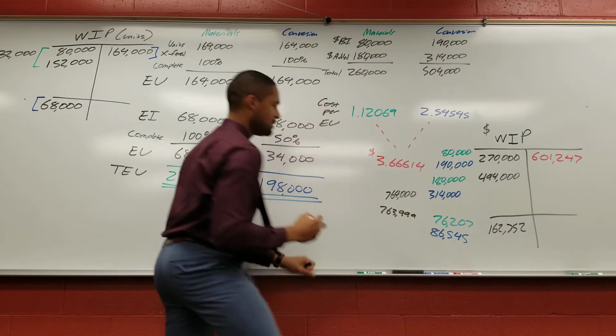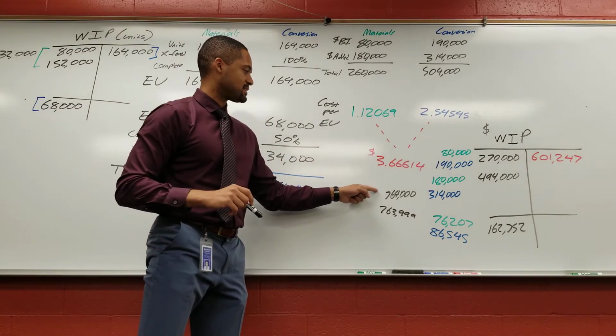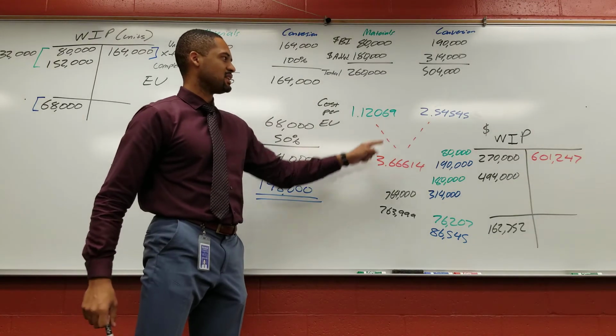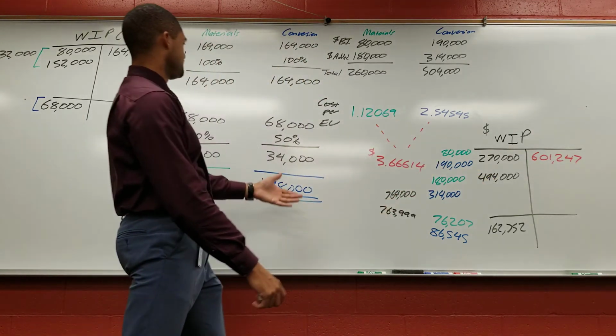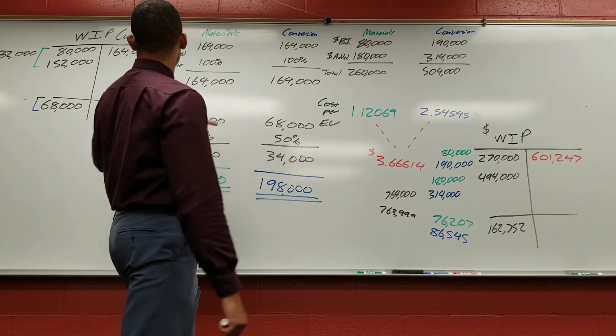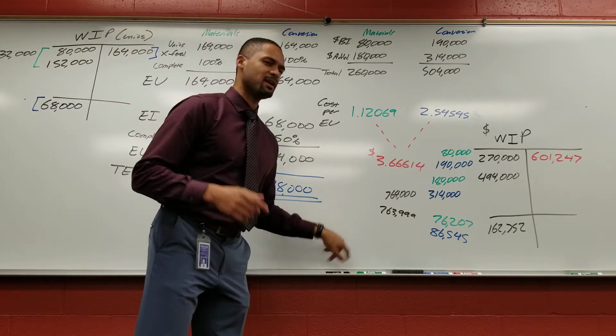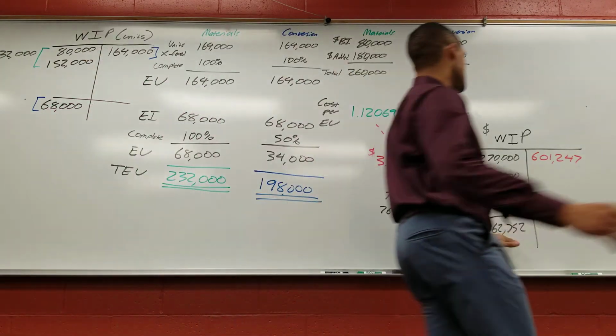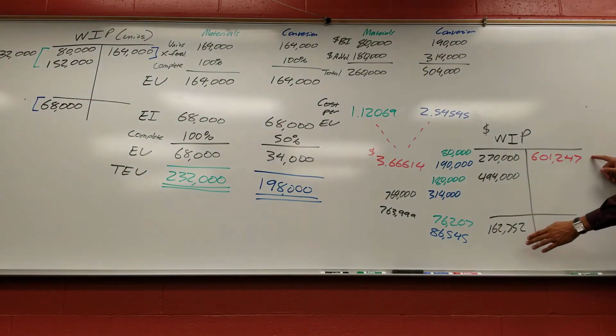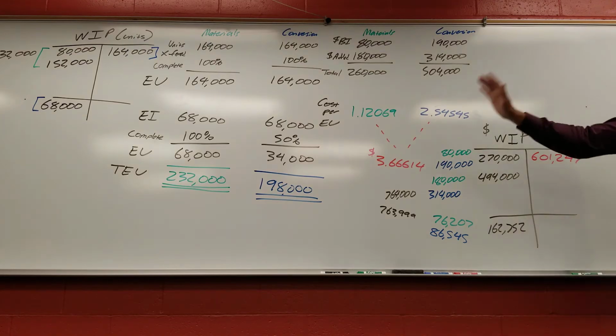763,999. We're $1 off from that 764,000, and we can blame it on the rounding. We're going to be about $1 off, which is perfectly fine. As long as these two are within like $2 or $3, we've done everything correctly.